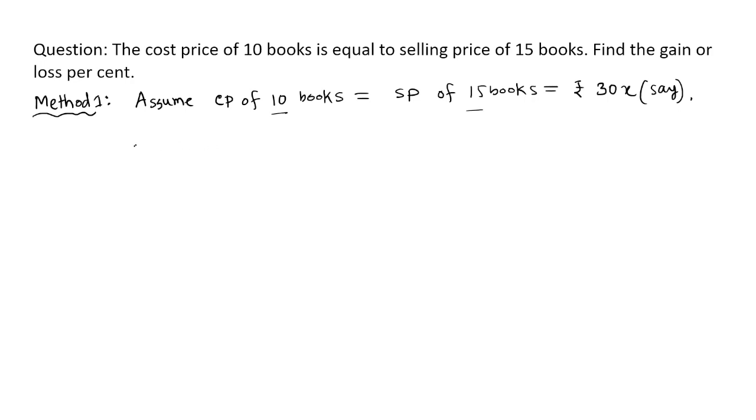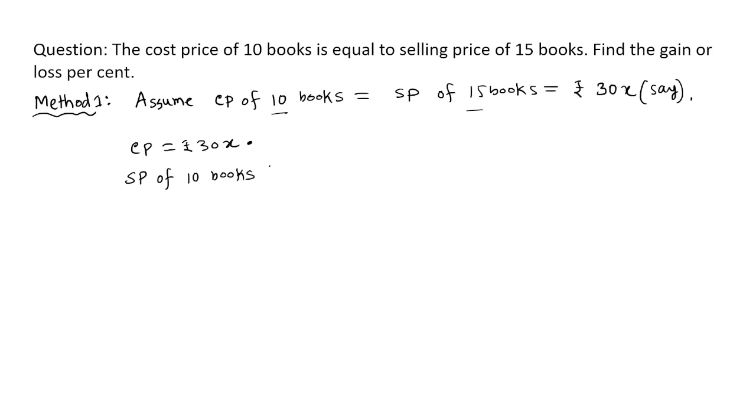So now I have CP is 30x, this is the CP of 10 books. If he sold all the 10 books, how much money he gets, that would be the SP, right. But here it is given that SP of 15 books is 30x. Okay, so we have to get the SP of 10 books.